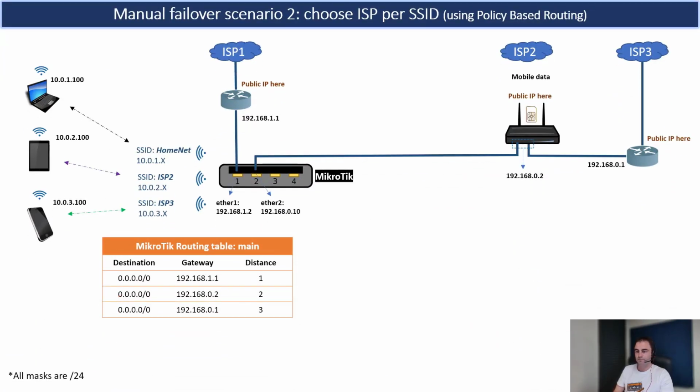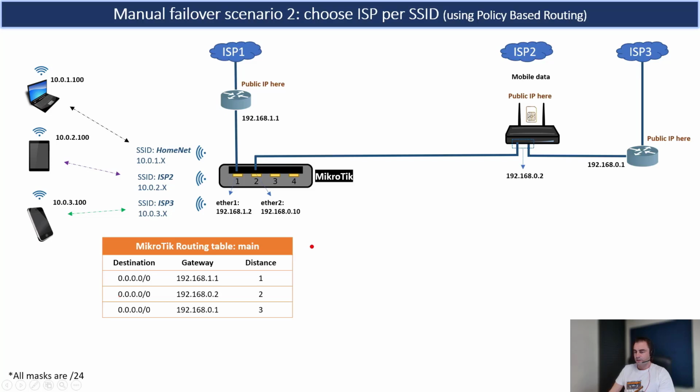This picture is presenting our topology, and it looks familiar with one difference. Here I see two more different SSIDs. So one is called ISP2 and another one is called ISP3. And these two additional SSIDs are mapped to different IP subnets. So 10.0.2, 10.0.3, the first one is 10.0.1. Again, all masks are /24.